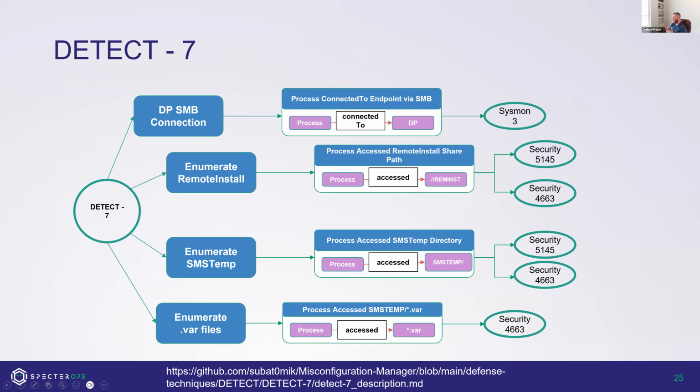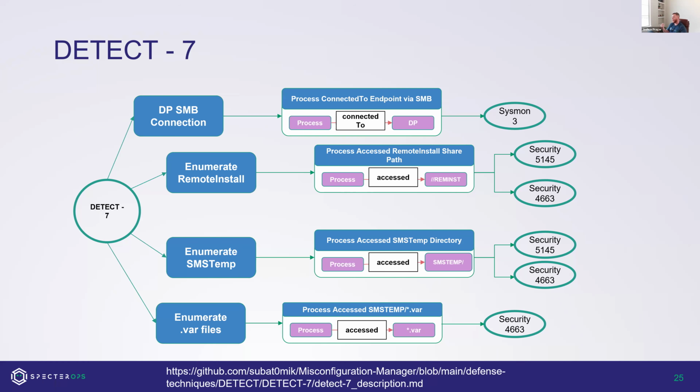So of all those different recon commands that I showed you, whether we're connecting to the distribution point via SMB or over HTTP, whatever method we're using for reconnaissance, we can set a particular SACL on that remote install or SMSTemp directory. And as soon as a user is accessing it, it'll grab the user that accessed it, what host they accessed it from, and I think what process they used to access it. I could be wrong on that one. I don't remember.